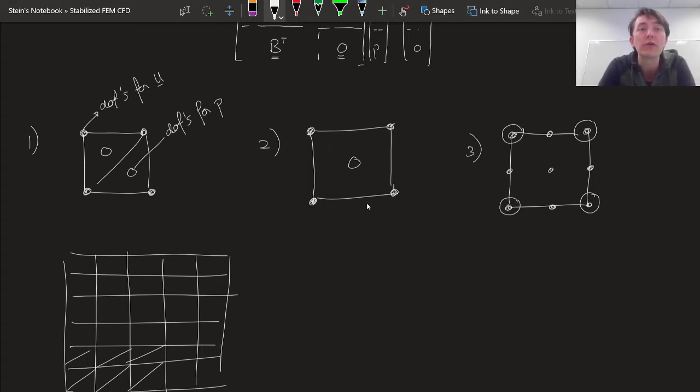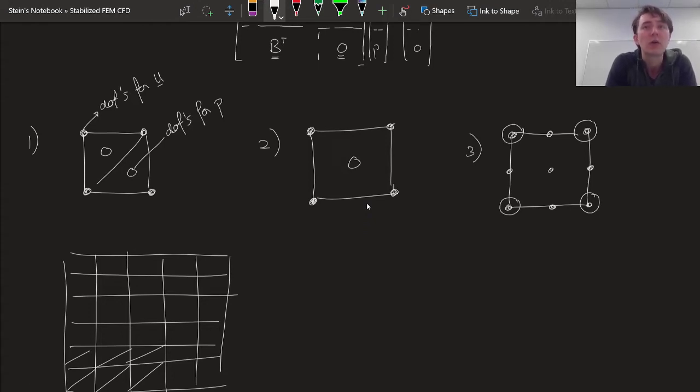There's only one degree of freedom inside of an element, so that's going to be a constant value. If we only have one degree of freedom to represent a field, then that's going to be a constant value. So it's going to be constant in each element, and then from element to element it might jump, right? So we have a discontinuous field to approximate the pressure.